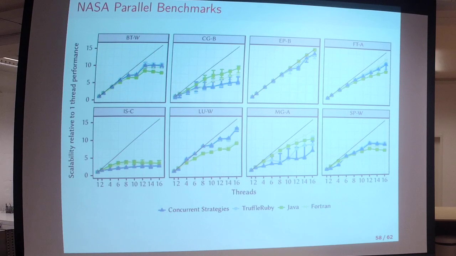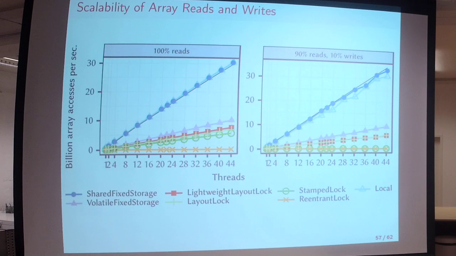I can run this on bigger benchmarks. This is actually the NASA parallel benchmark. It's a suite of rather old benchmarks that were originally written in Fortran. That's typical scientific computing. And they were translated to Java and then to Ruby. And what you see here is the scalability, so how much faster we are on n threads than on one thread. You see that the scalability curves are basically very similar for Java, Fortran, unsafe Ruby, and thread-safe collections. They're all the same, so you can say we scale as well as Java and Fortran, which is pretty good for this kind of work. The reason here is simple: it's a very regular workload. We use mostly this shared fixed storage strategy, so it just works nicely.